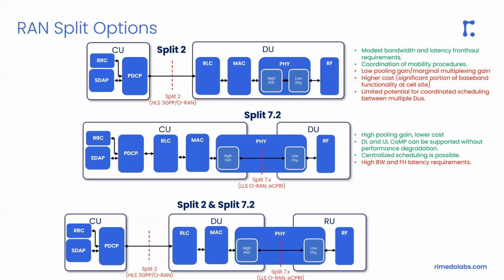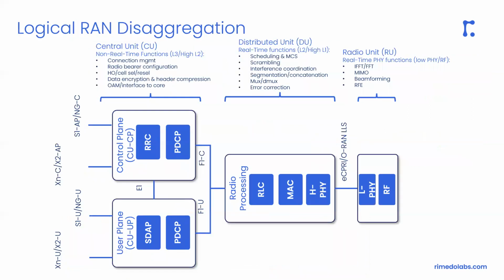Now, if we speak about the detailed architectural components and the functionality that is placed there, on the left-hand side, we have the control plane and the user plane of the central unit. On the left-hand side, we have the central unit with non-real-time functions, managing the connection, managing the radio bearers, using functionality like handover, cell selection, dual connectivity, and functions like that. On the user plane, we have data encryption, data integrity protection, and header compression.